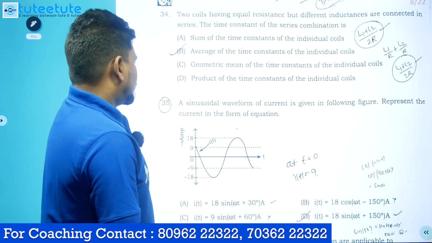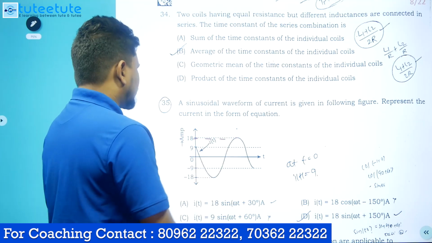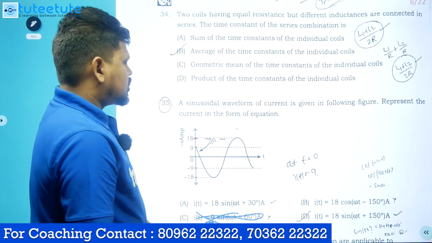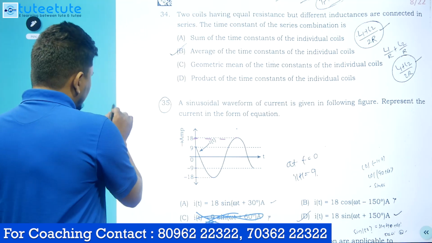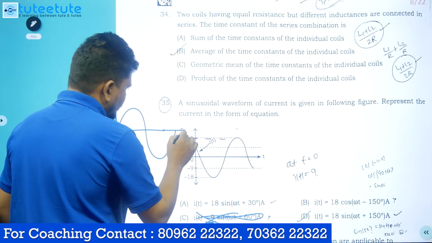Directly you see what is the maximum value of this one, 18. So directly we can eliminate one option. I'm eliminating this option because its maximum value is 9. So let's eliminate that. And you see, the normal sinusoidal waveform is like this.